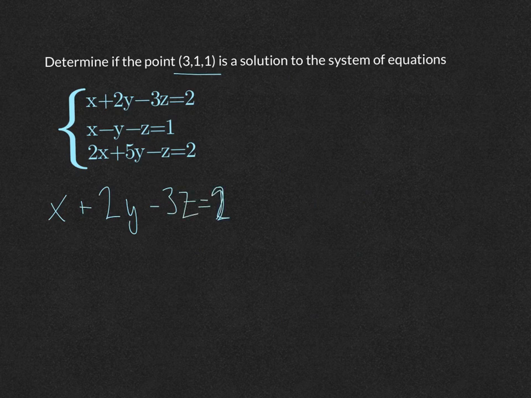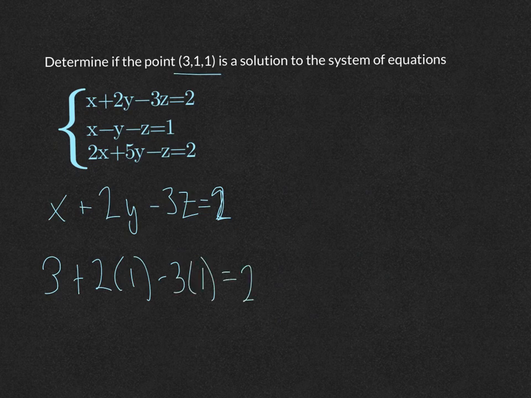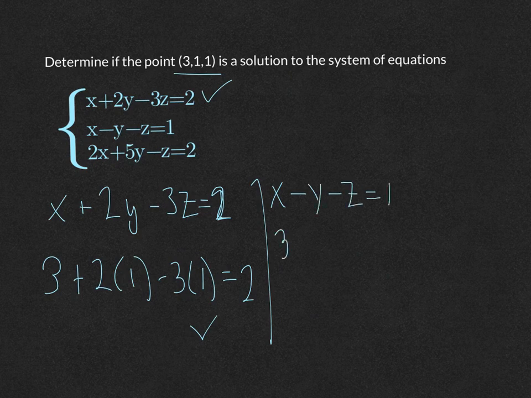into each equation. So we're going to go 3 plus 2 times 1 minus 3 times 1. Does that equal 2? So that's 3 plus 5 minus 3, which is 2. So the first equation checks out. The second equation here is x minus y minus z equals 1. So does 3 minus 1 minus 1 equal 1? Well, 3 minus 1 is 2, minus 1 is 1, so that checks out.